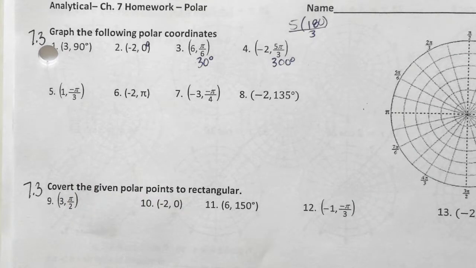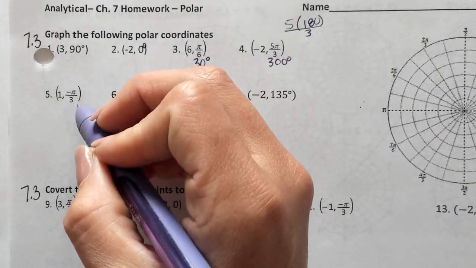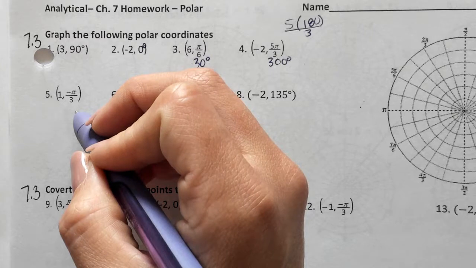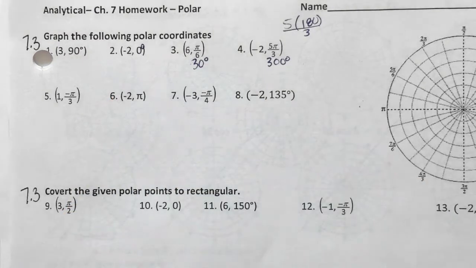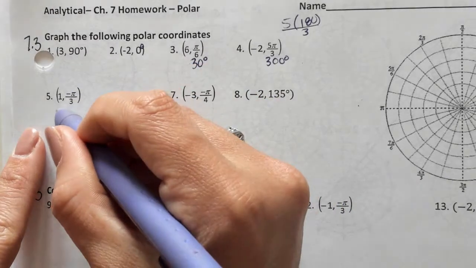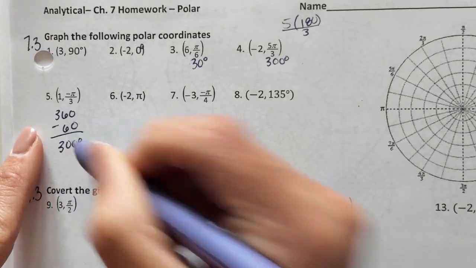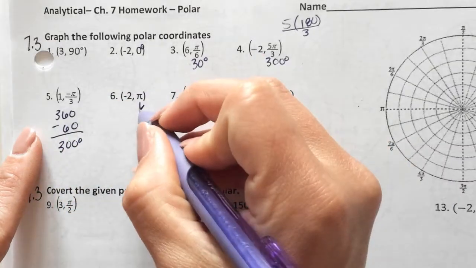Okay. What about this next one? What is pi, just plain pi over 3? 60. So negative 60 is the same thing as subtracting 60 from what? 360. So what's 360 minus this 60 degrees? 300. Pi is the same thing as what?